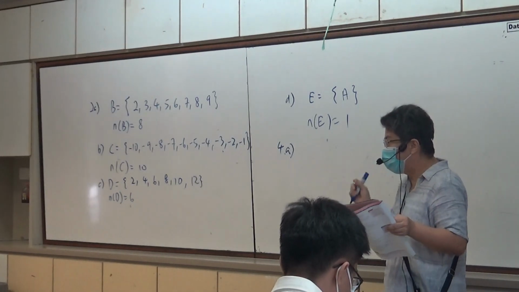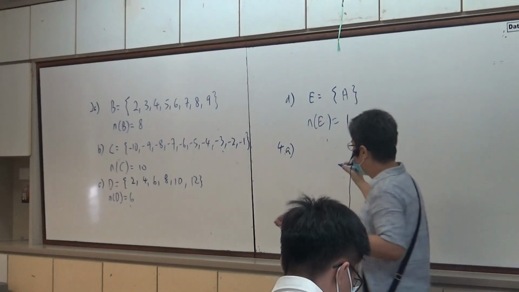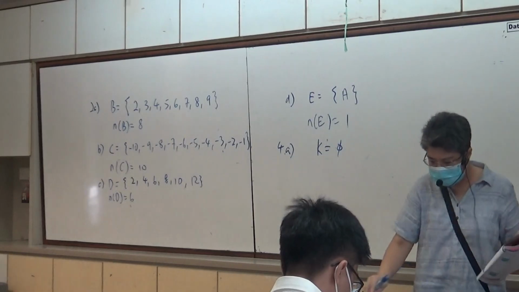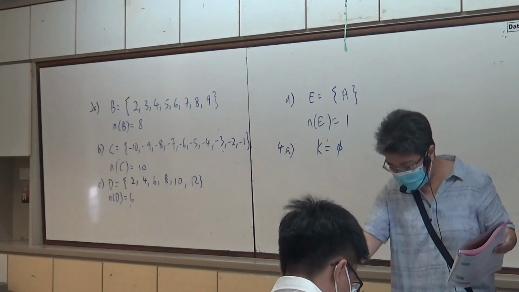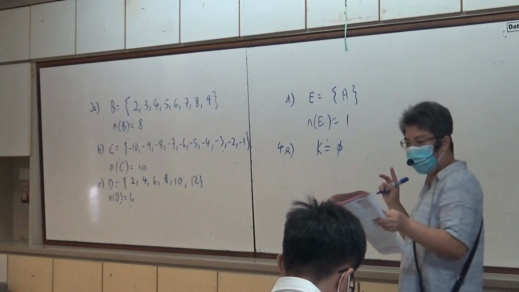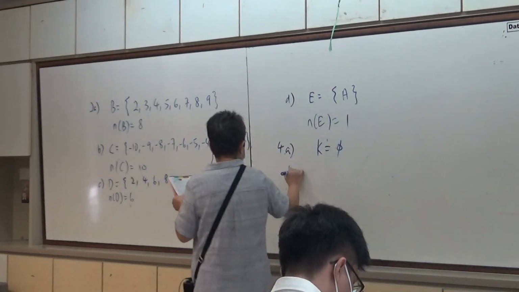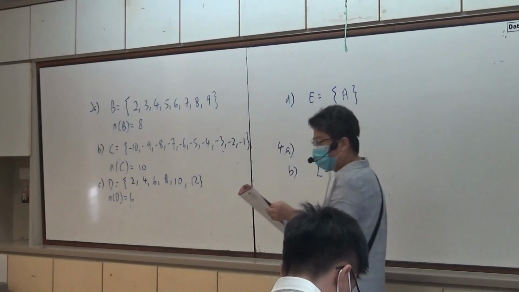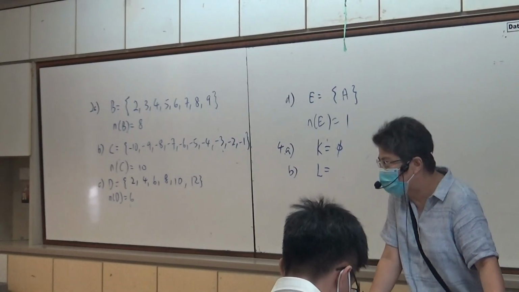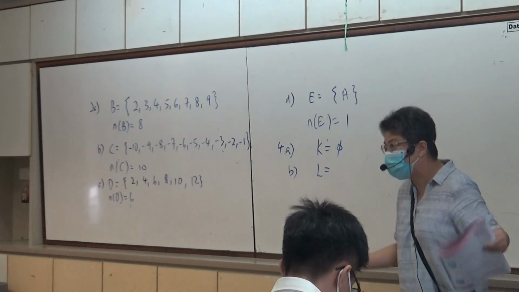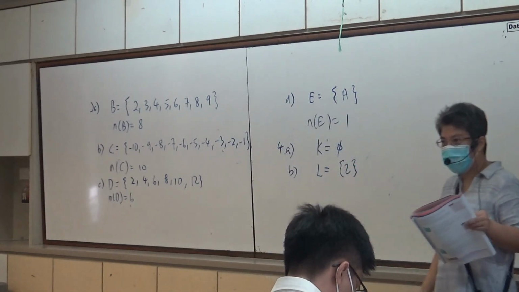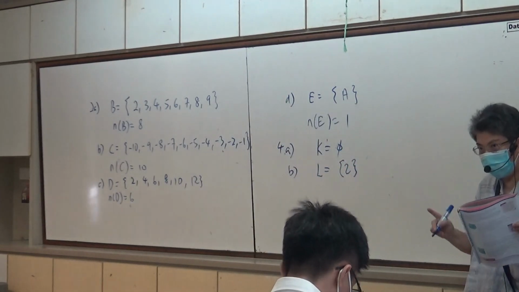Can odd numbers be multiples of 2? No. So K is a null set. Very good. Everybody clear? Okay, let's look at part B. L is an even prime number. Every number is not even. Is there an even prime number? 2. Yes. What is that? That is just 2. And prime numbers start from 2. The other day I explained.